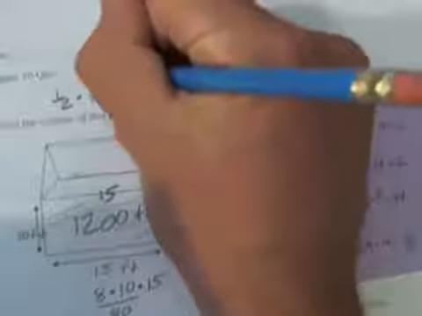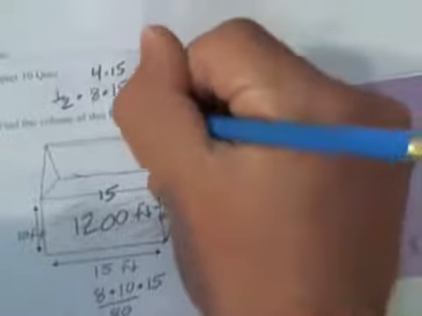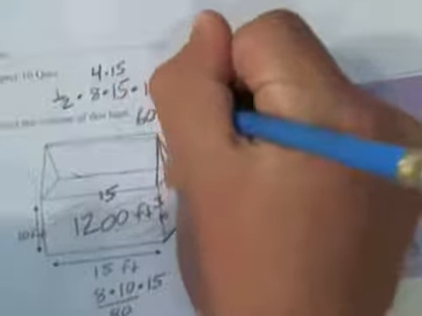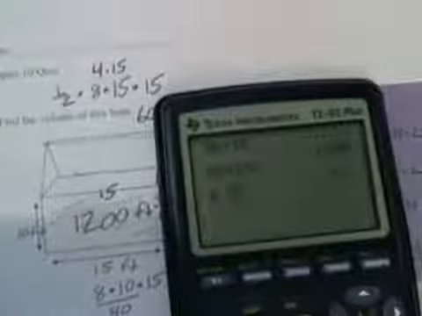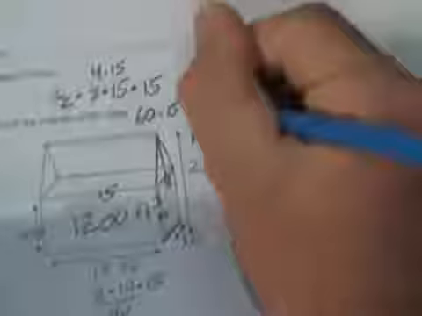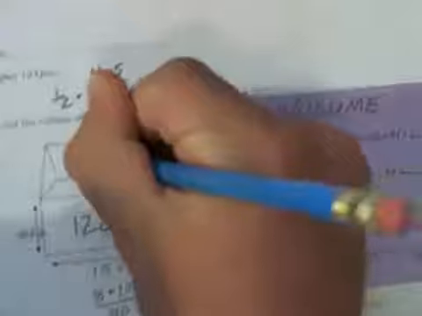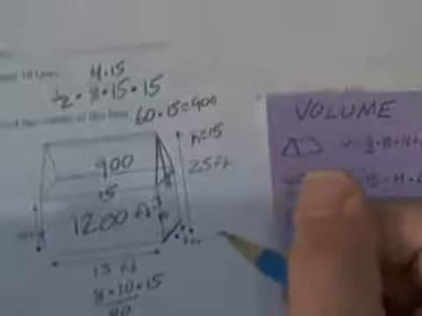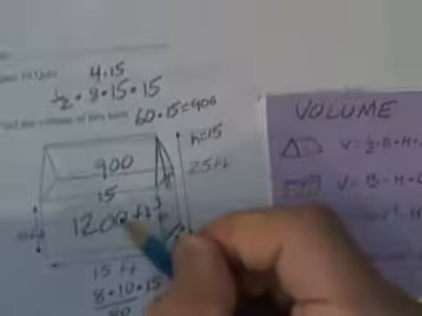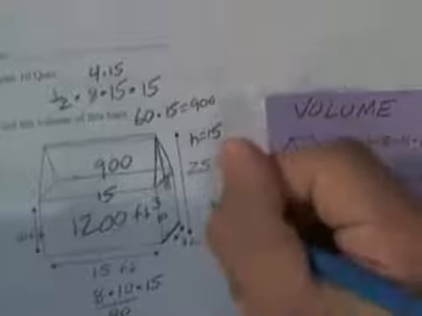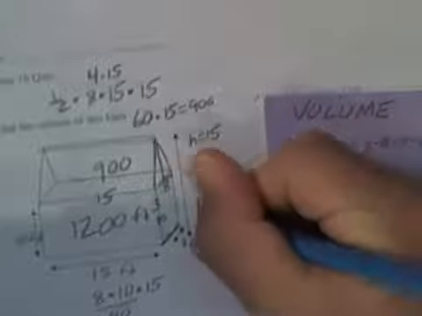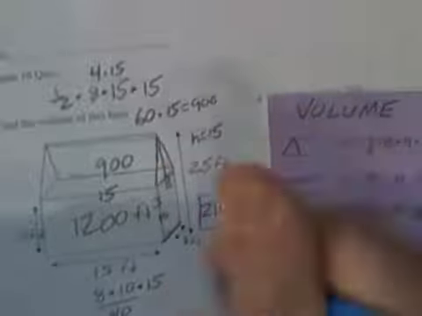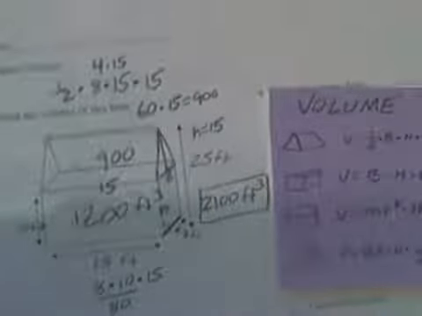So very simply, 1/2 times 8 gives us an answer of 4, and 4 times 15 gives us an answer of 60, and 60 times 15, that's another good problem for the calculator. So 60 times 15 is 900. So that means this top portion is 900. Together, those two areas add up. So we have 900 plus 1200, which gives us our answer of 2100 feet cubed. That's our answer for number 1. All of this work is the work that I want to see as you're going through and doing the problems.